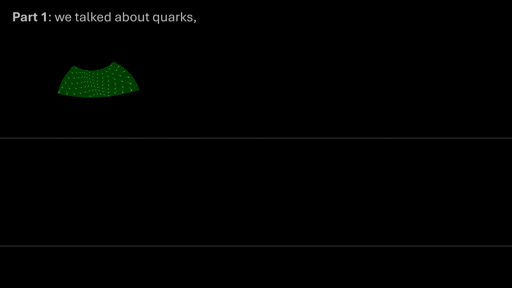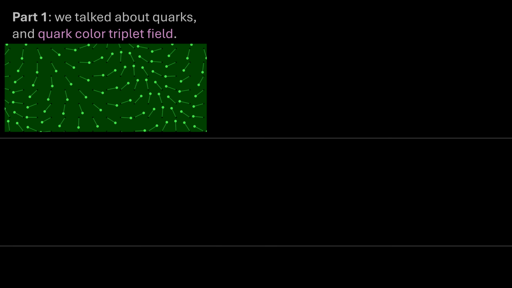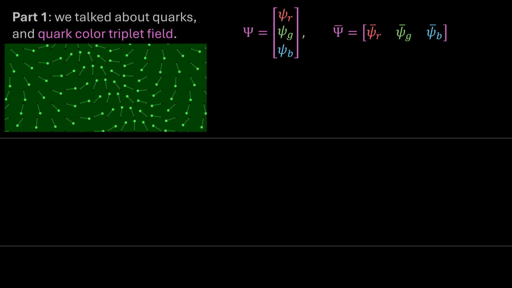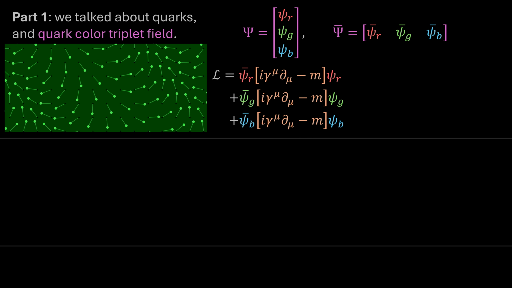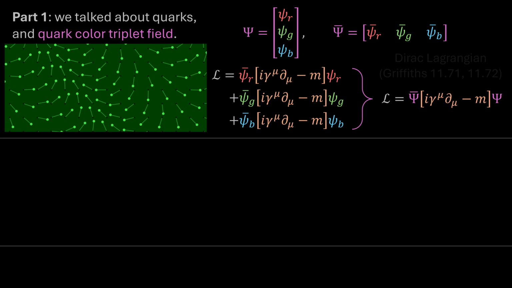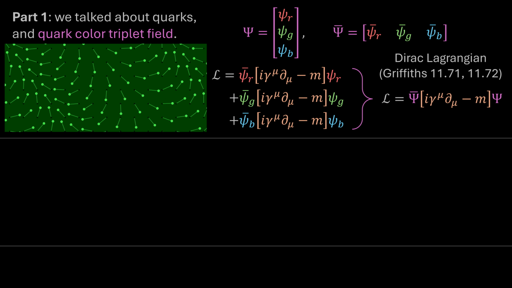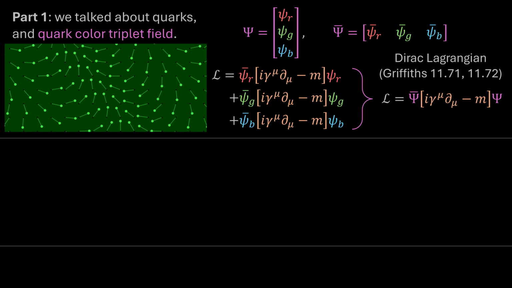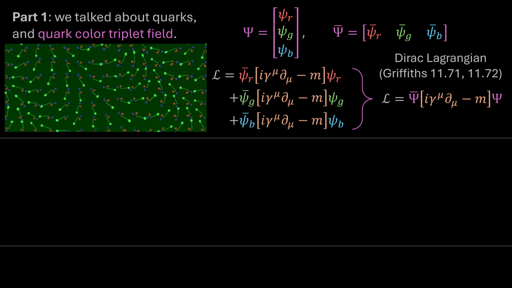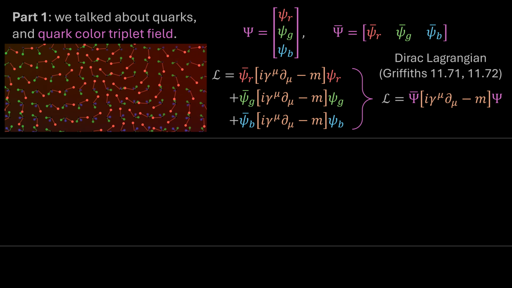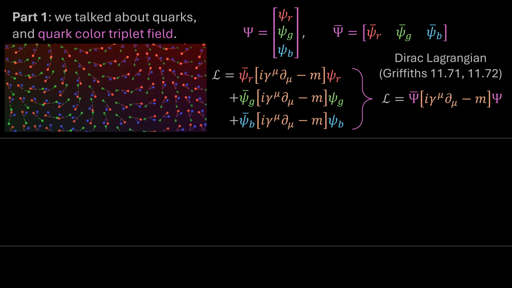In part 1 of this video series, we talked about quarks, and we came up with this idea of a color triplet field, as well as a Dirac Lagrangian, which factors in the 3 different colors. And then we had this crazy idea: what if we took it as a first principle that we should be able to mess up our wave function with an arbitrary local SU3 transformation and have it not change anything observable about the laws of physics?